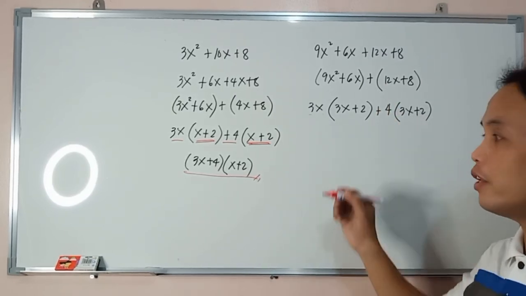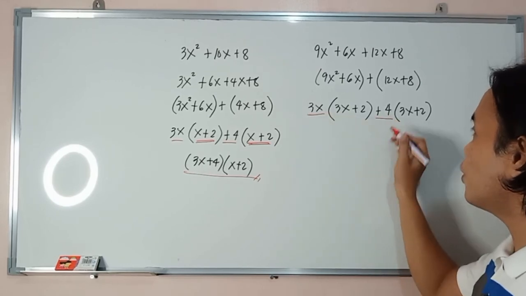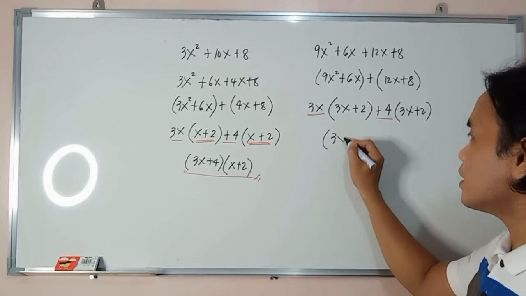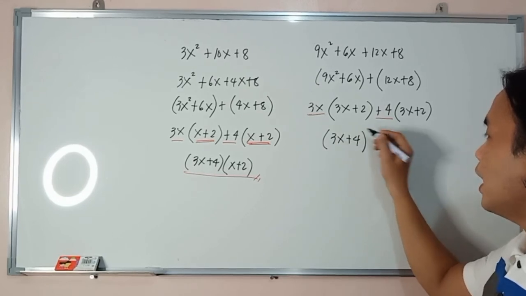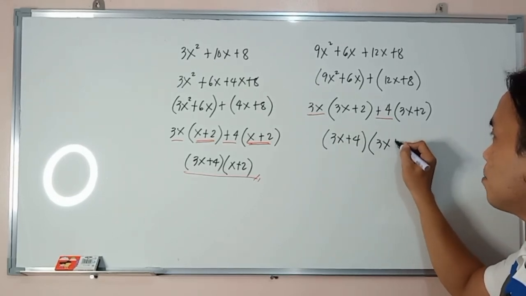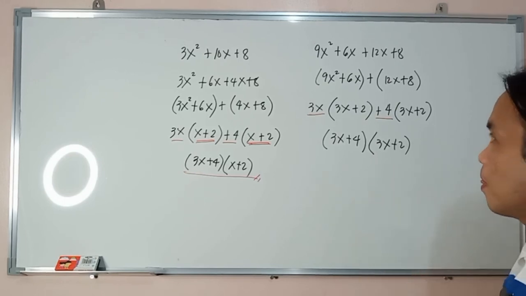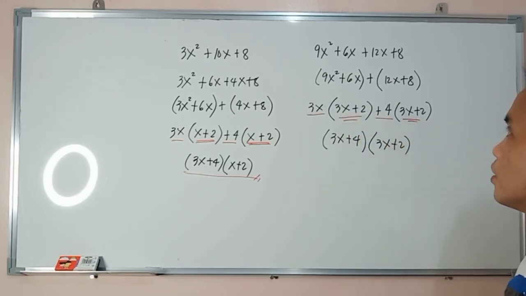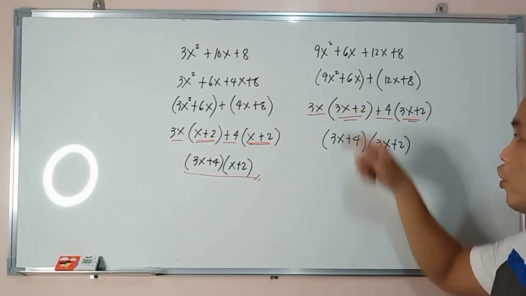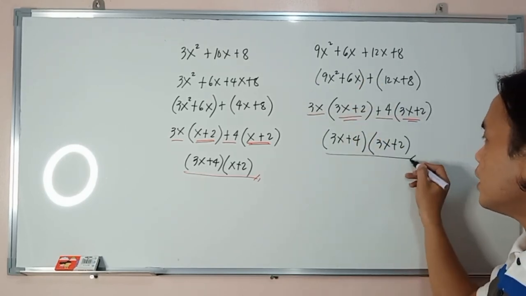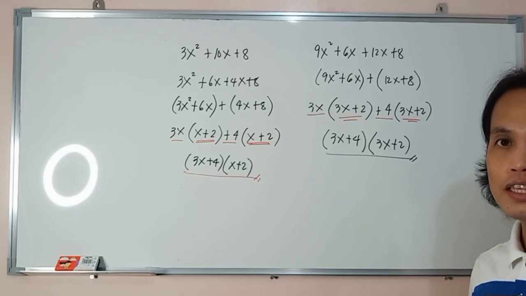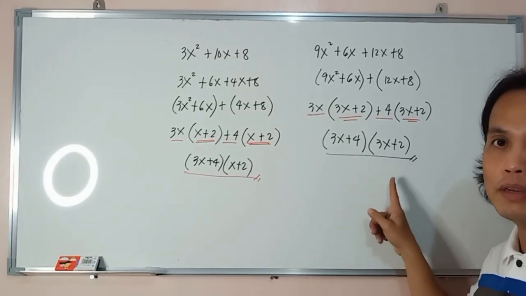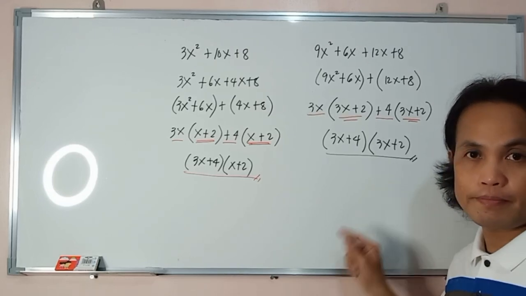Then we group together, we have 3x and 4. That is 3x plus 4. And another is 3x plus 2. So, the factors of this polynomial are 3x plus 4 times 3x plus 2. So, this binomial is not factorable anymore, and the second binomial is also not factorable.